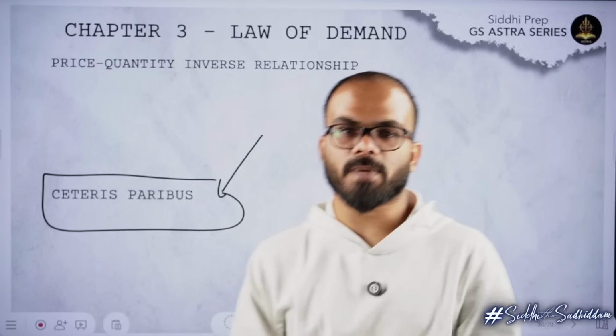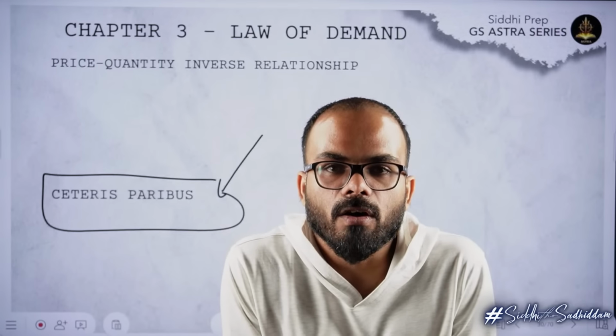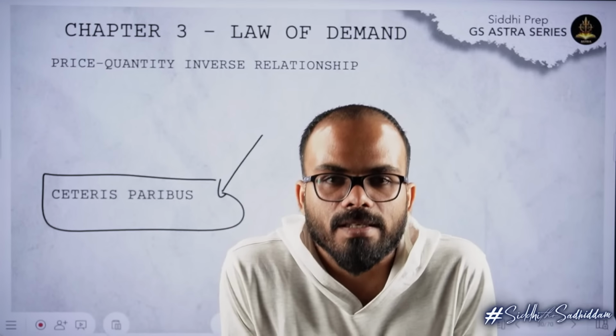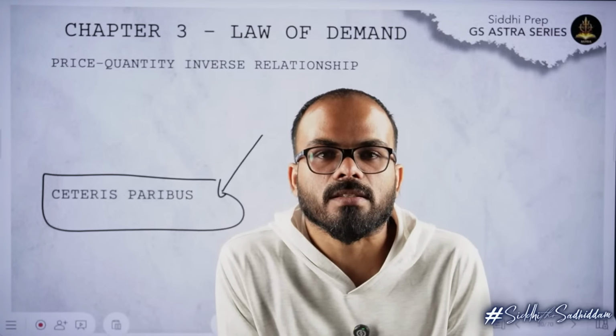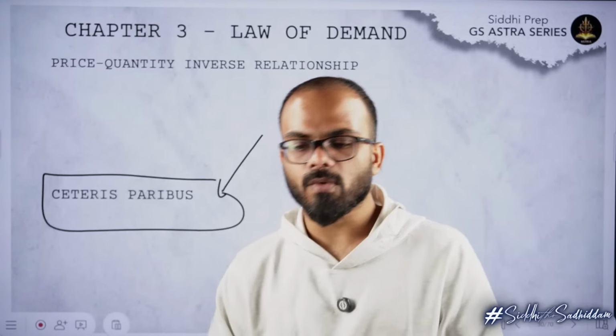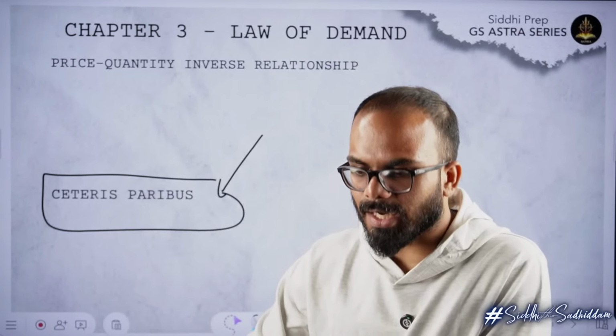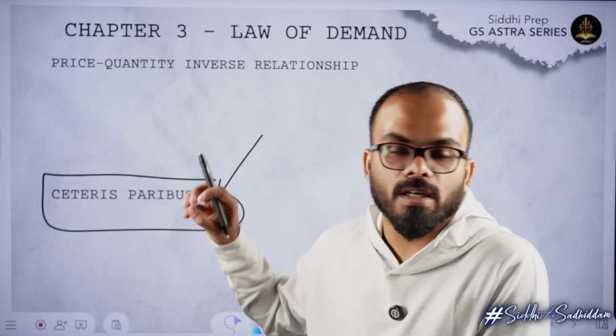The meaning of Ceteris Paribus is, provided all the other factors are constant, then if demand for a commodity increases, automatically the price will increase. So that is called Ceteris Paribus, and they asked in the exam what is the meaning of Ceteris Paribus. And this is about the demand curve.